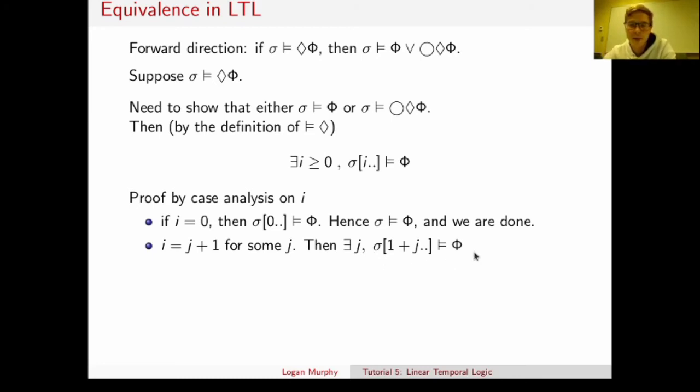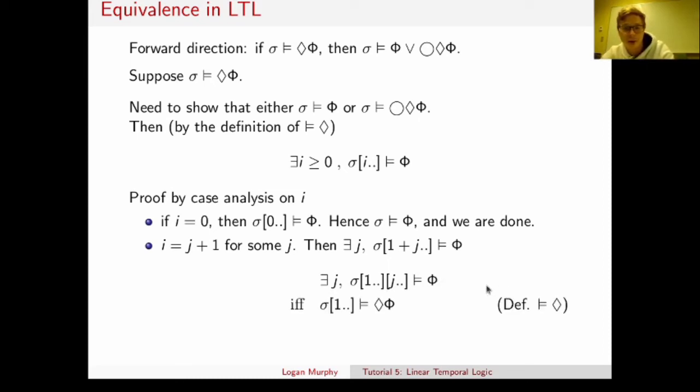But let's turn this into something a little bit more familiar. If sigma 1 plus J satisfies phi, well, this really means that take sigma, take the first index of sigma, and then take J after that, right? So we can write it more conveniently in this form. And this looks a lot like our semantics of satisfaction with respect to the next operator, right? Okay, so this is saying that there exists some J such that sigma 1 plus J satisfies phi.